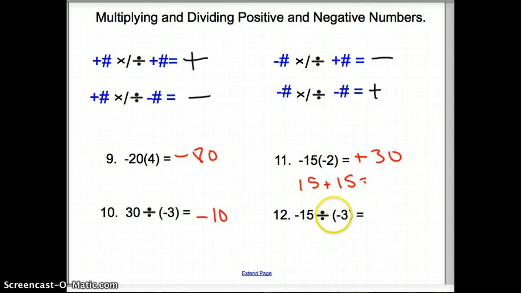And finally, we have a negative divided by a negative divided by a negative. That turns into a positive. 15 divided by 3 is 5.